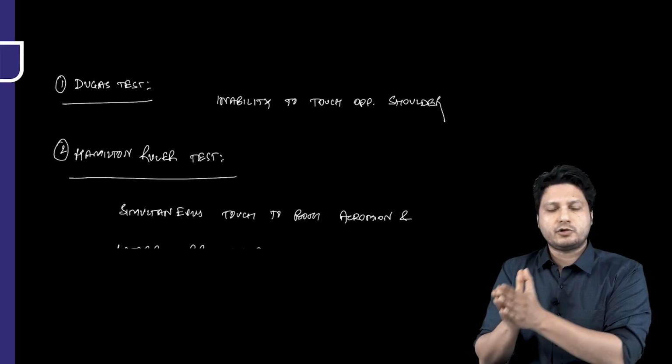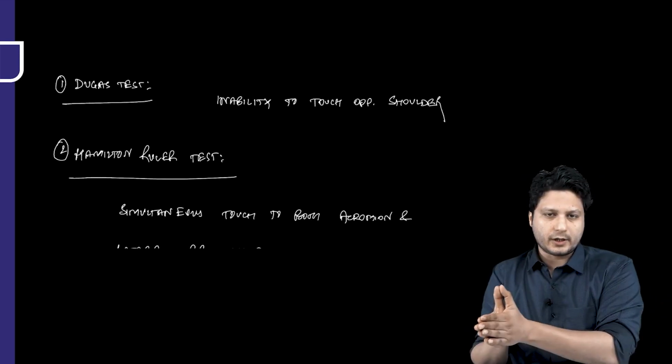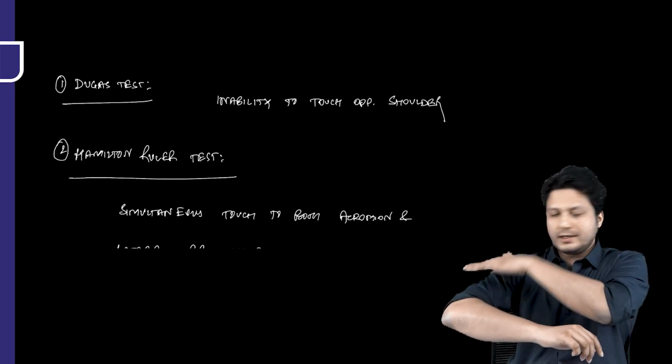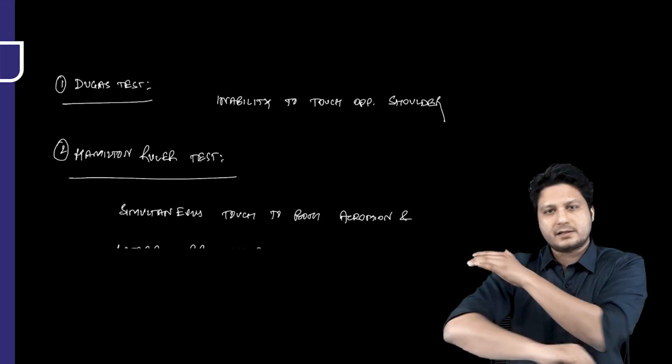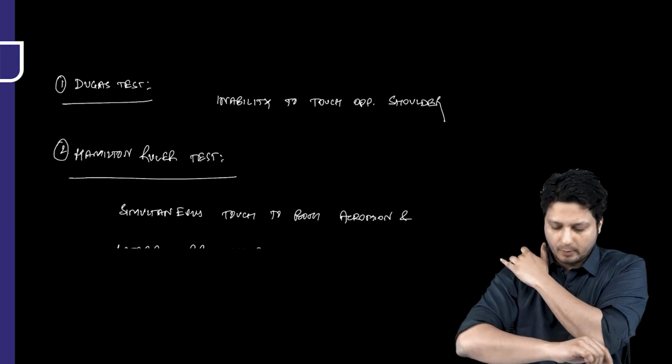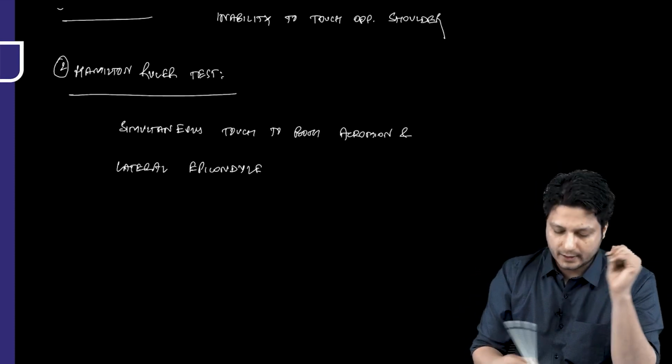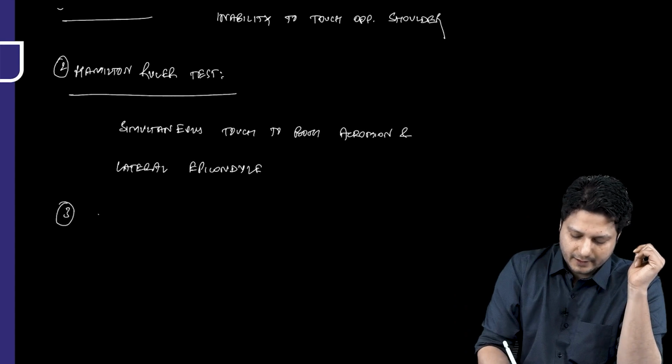Alright. In case of a normal individual without any anterior dislocation, it is impossible to touch both the ends of the rigid ruler simultaneously by these two bony prominences. Alright. So, that is the Hamilton ruler test. And the third one is the Callaway test.